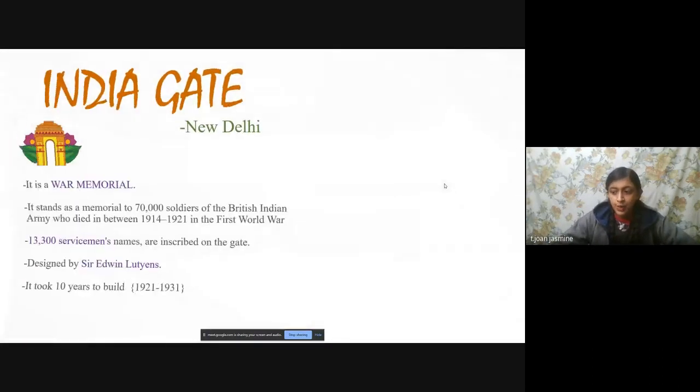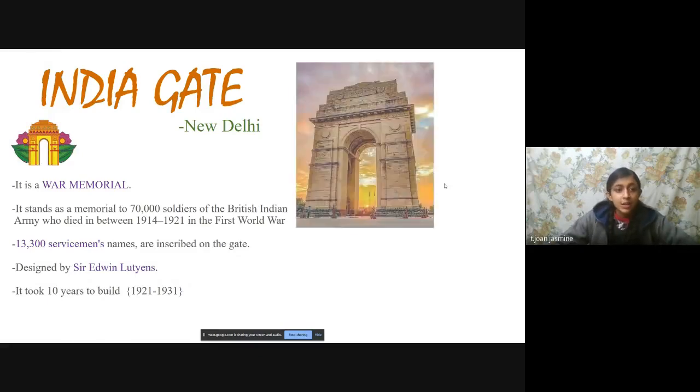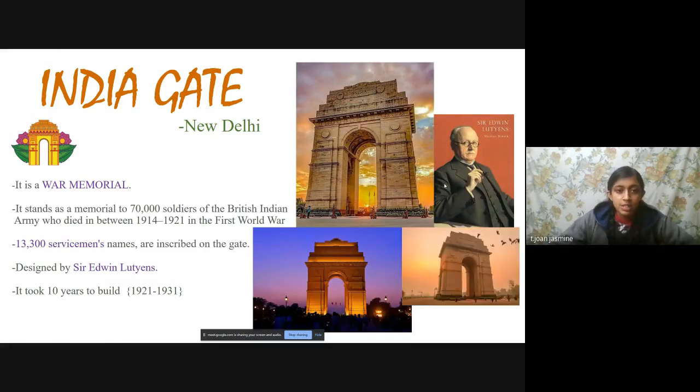Next, I would like to move on to the India Gate. India Gate was built as a war memorial. It is situated in the capital of India, New Delhi. It stands as a memorial for 70,000 soldiers who died during the First World War, and it was designed by Sir Edwin Lutyens.